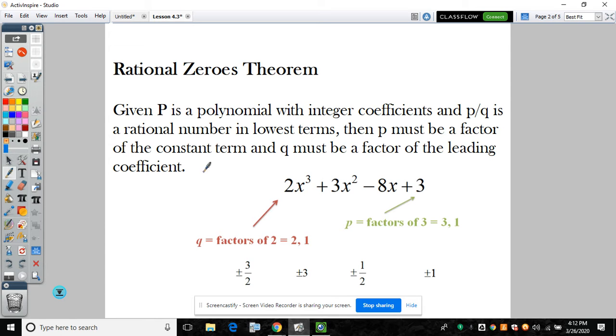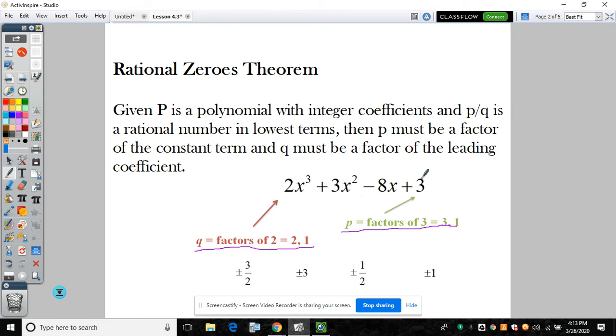Hi, we're going to talk about the rational zeros theorem, also known as the rational roots theorem. What this does is allow us to find the factors of a polynomial where otherwise we wouldn't be able to factor it. This uses the variables p and q, where p are the factors of the constant and q are the factors of the leading coefficient.